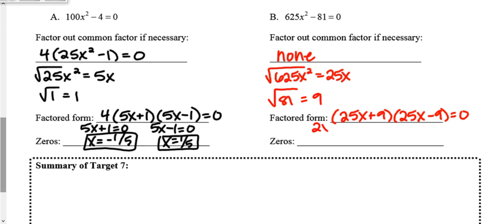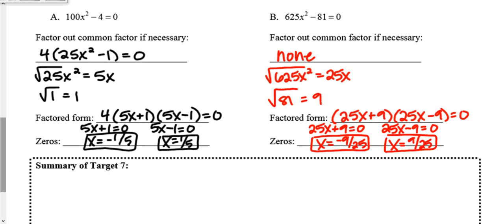For the zeros, you're going to set each of those equal to 0 and solve. So this would be x equals negative 9/25. And just like I said on the last one, it's just going to be the positive over here. X equals positive 9/25. All right, and that is the difference of squares.